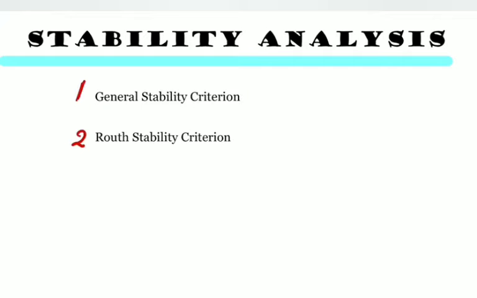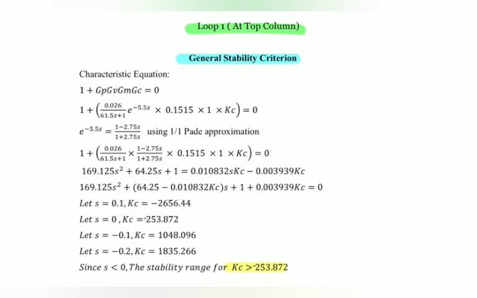For the stability analysis, we have two criteria. First is the general stability criterion, second is the Routh stability criterion. So in loop 1, we consider the general stability criterion first.